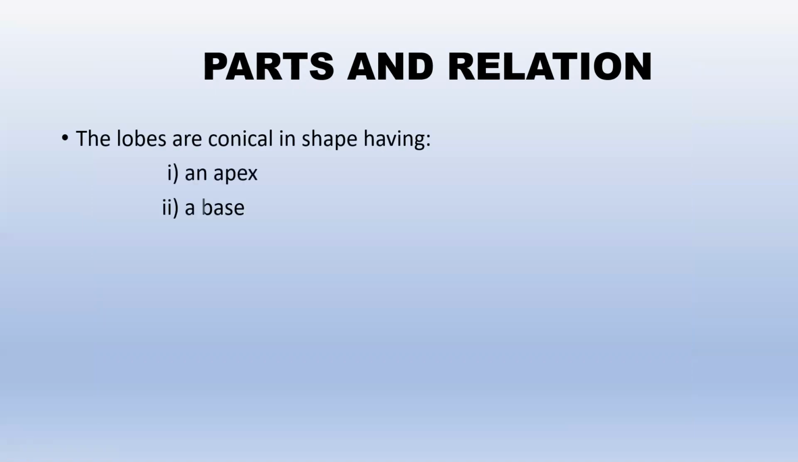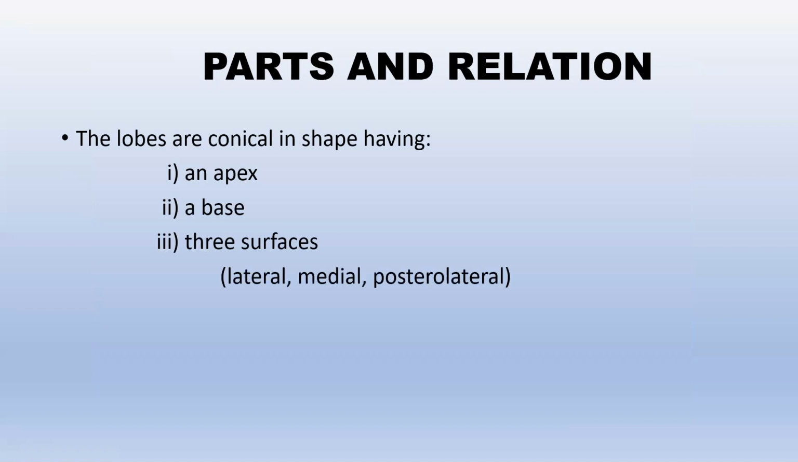Coming to the parts and relations of the thyroid gland. First we have a look at the parts of a lobe. The lobe is conical in shape and it has an apex, a base and three surfaces, that is the lateral surface, medial surface and posterolateral surface, and two borders, the anterior border and posterior border. We will see them one by one.